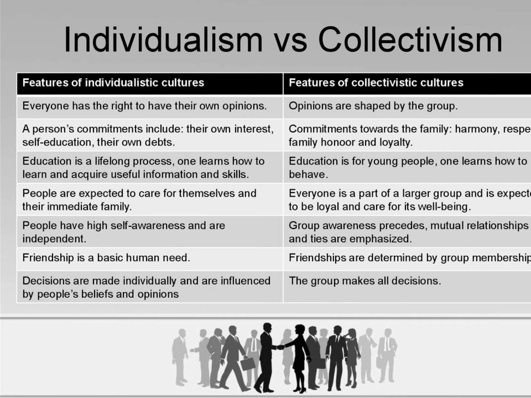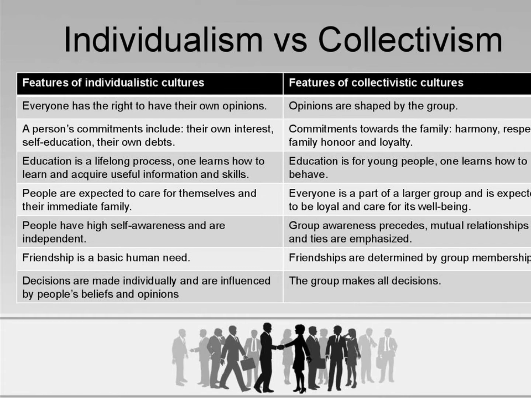Some of the standout features of a collectivistic culture are: opinions are shaped by the group and one expects to have one's opinions shaped by that group. Commitments are to the family rather than the self. Harmony, respect, family honor, and loyalty are top priorities. Education is for the young, where young people learn how to behave. Everyone is part of a larger group and is expected to be loyal to the group and care for the group's well-being. Group awareness is more important than self-awareness. Ties to others are highly valued. Friendships are determined by group memberships. Do not stray from the group. And the group makes decisions rather than the individuals.